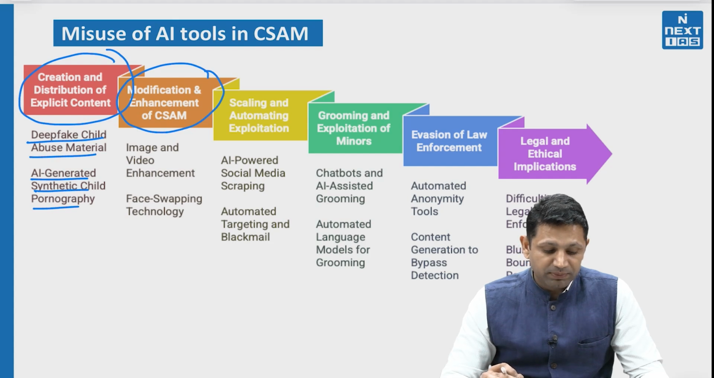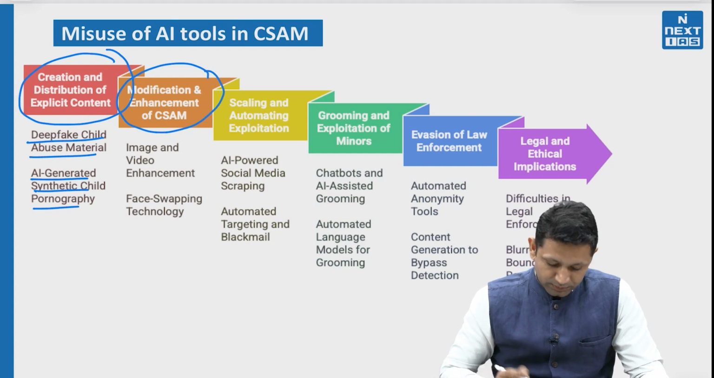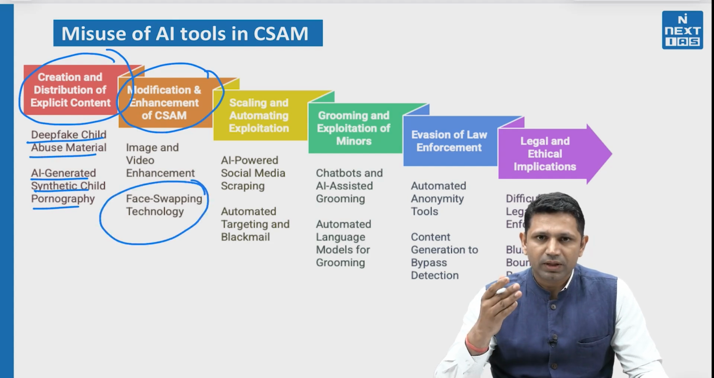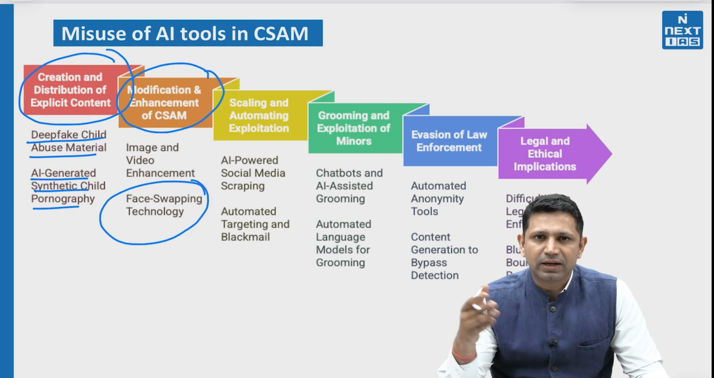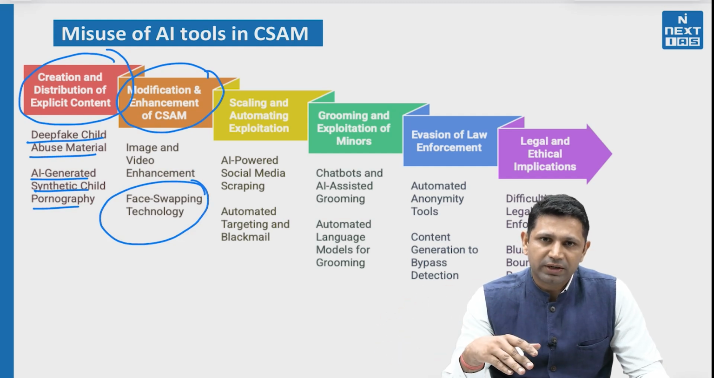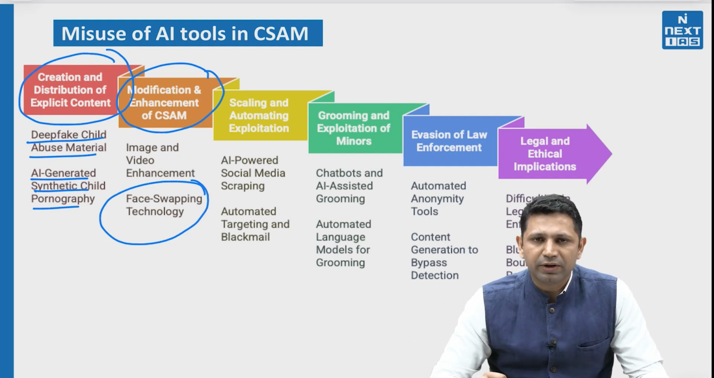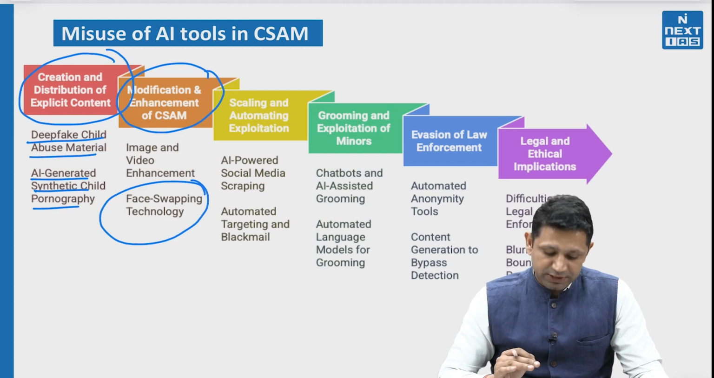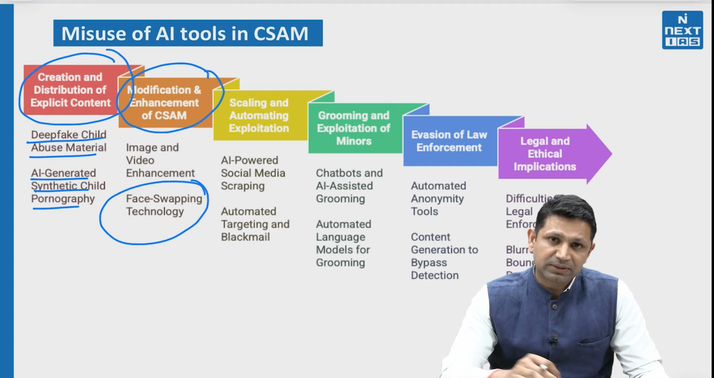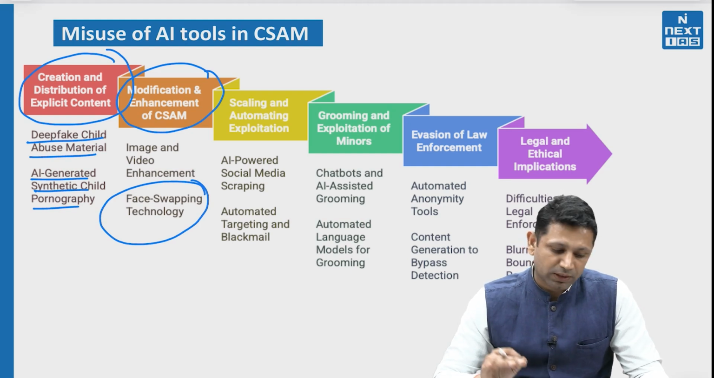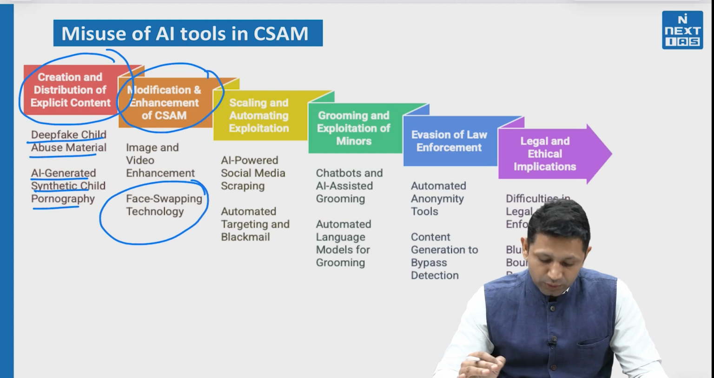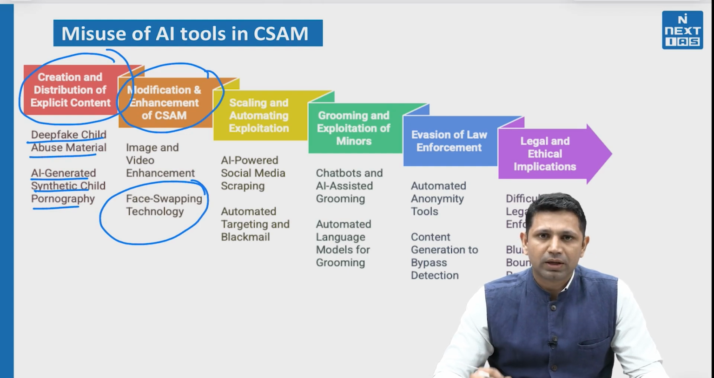The next problem is the face swapping technology that AI has. The face of one child can be replaced with the face of another child. So it is generating new content by using previous content, with new victims in that. So that becomes another problem, that AI can be used in this way in child pornography.